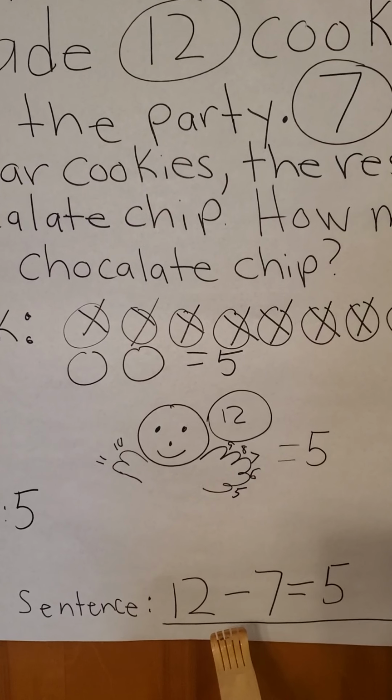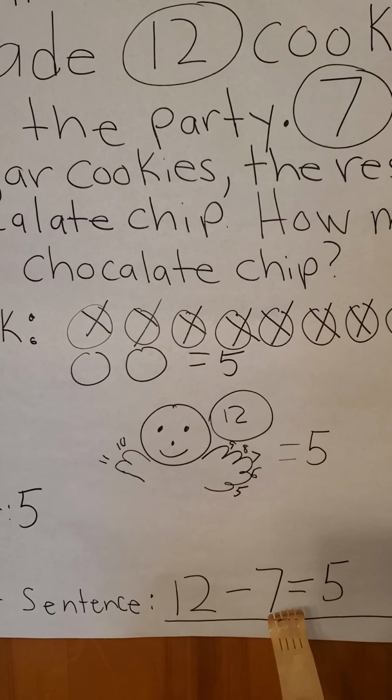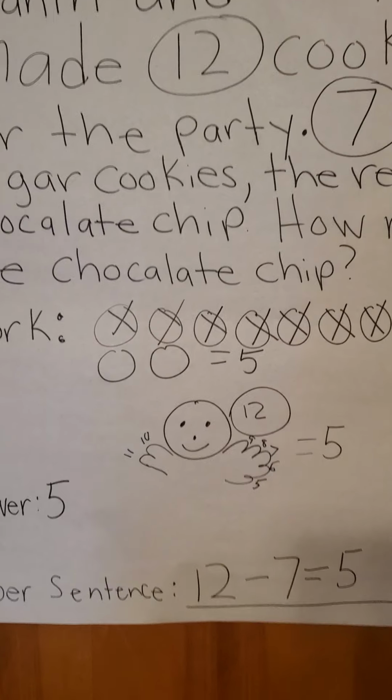Then we subtracted 7. We subtracted 7 of the sugar cookies, and our difference is 5. So we know that there are 5 chocolate chip cookies.